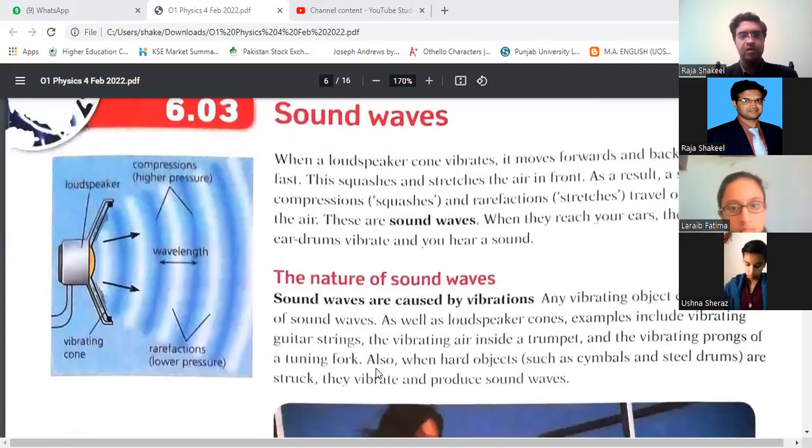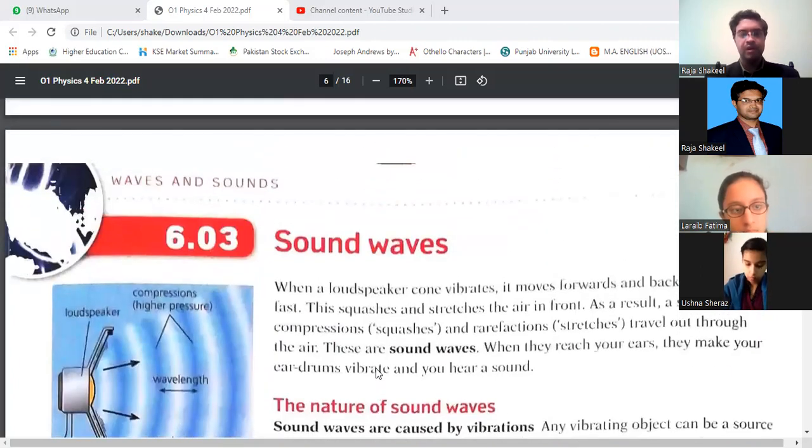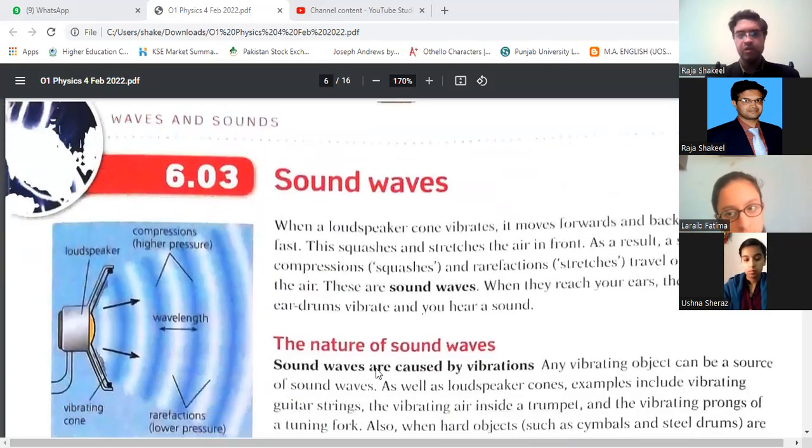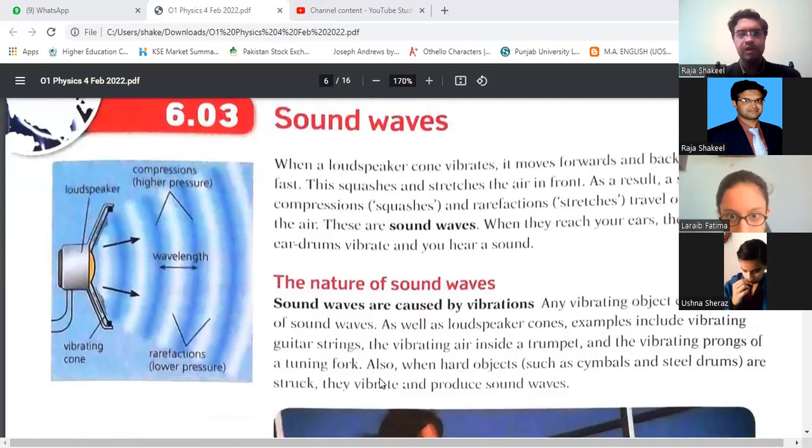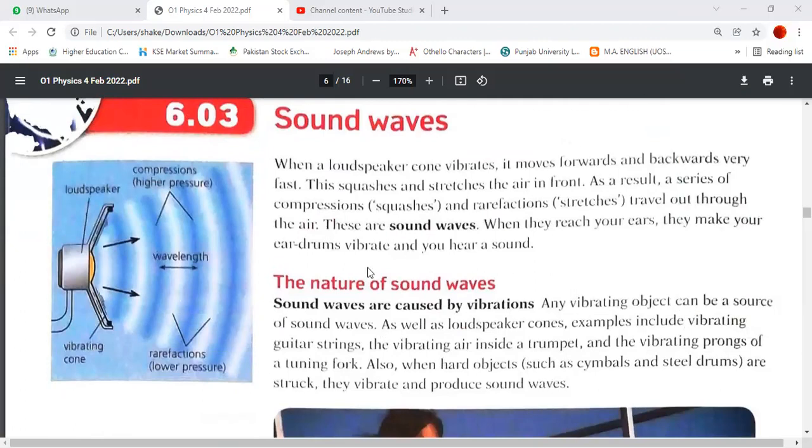Okay, dear students. You had been learning about the sound waves. Previous to it, you had learned about the waves, and now we will be looking into the sound waves. Already you have got the concept of these sound waves, and today we are going to learn about the characteristics of these sound waves.